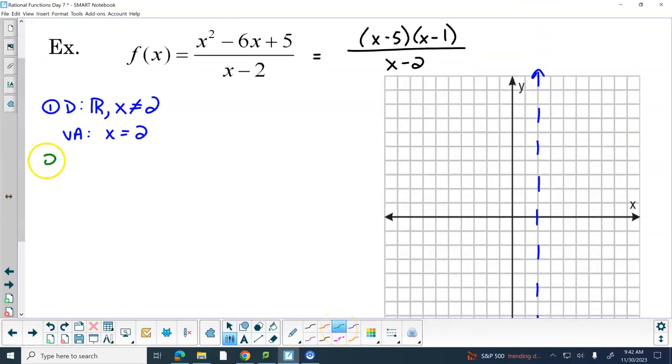Horizontal asymptote is step number 2. Top degree is 2, bottom degree is 1. That is a none, but with an asterisk because it differs by 1. So I'm going to have a slant asymptote. Step number 3 says my y-intercept. If I plug in 0, anything with an x in my original goes away, so it gives me negative 5 halves, which is 2.5.